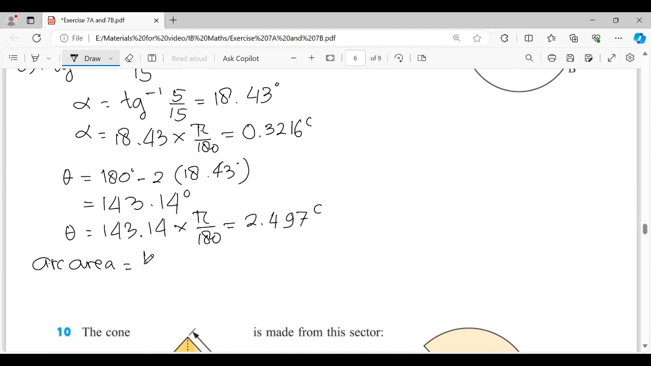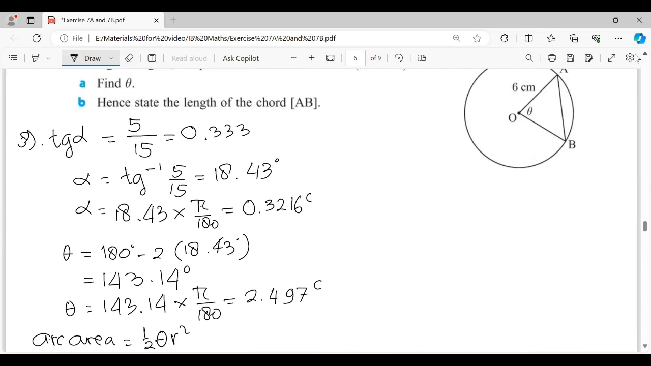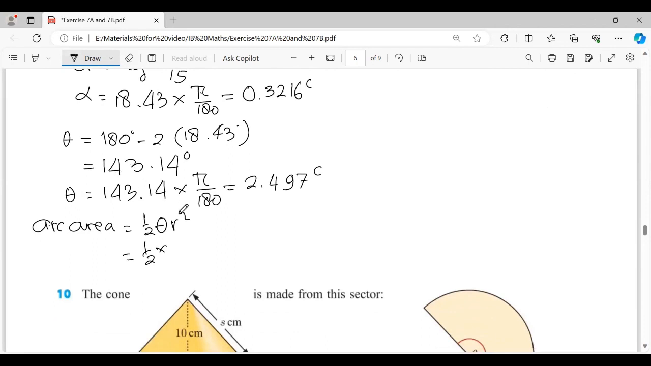Arc area equals half times theta times r squared. Half times theta, and theta equals 2.497. This one, theta. Sorry. Times R. We should find R first.